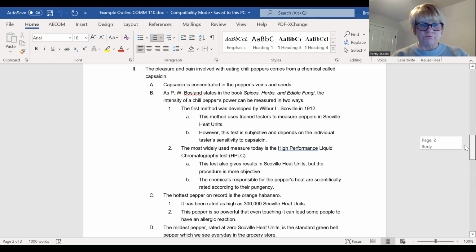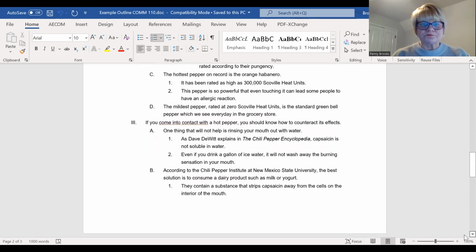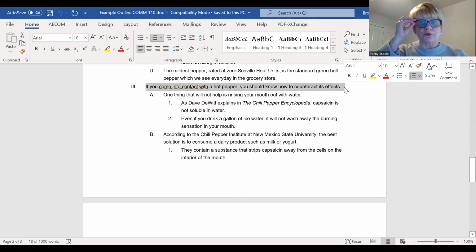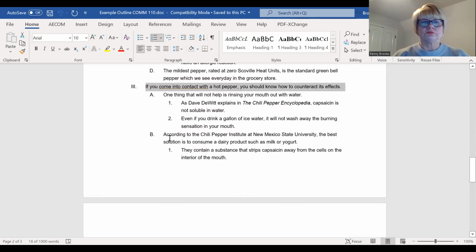So we have our main point 2. Look, he goes to a C and he goes to a D. And all of this section, he's talking about how hot chili peppers are, why they're hot, how we measure the heat. Then we go to main point 3. If you come in contact with a hot pepper, you should know how to counteract its effects. It says one thing not to do. And then he says what you should do. So he's got an A, he's also got a B. Because he's got a 1, he's also got a 2.